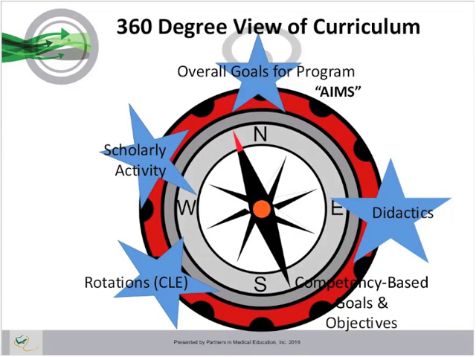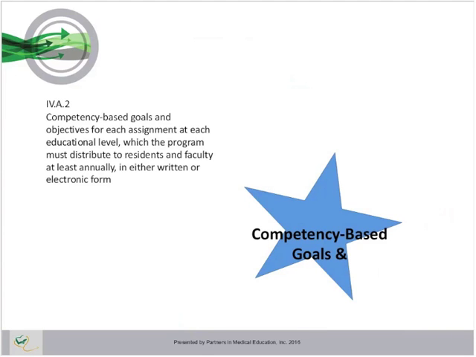The next piece that we're going to look at is the competency-based goals and objectives. A lot of times people think that the curriculum is just the written curriculum, but as you can see, there's a lot more to it than just the written curriculum. But this piece is often referred to as the written curriculum. If we go back to the requirements, it says competency-based goals and objectives for each assignment at each educational level, which the program must distribute to residents and faculty at least annually in either written or electronic form.